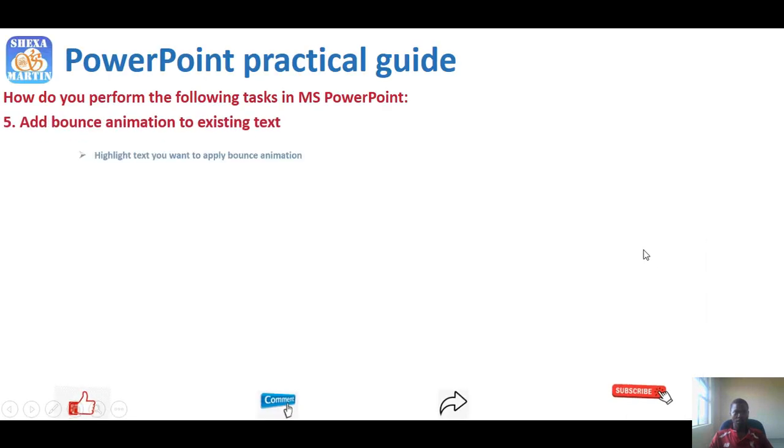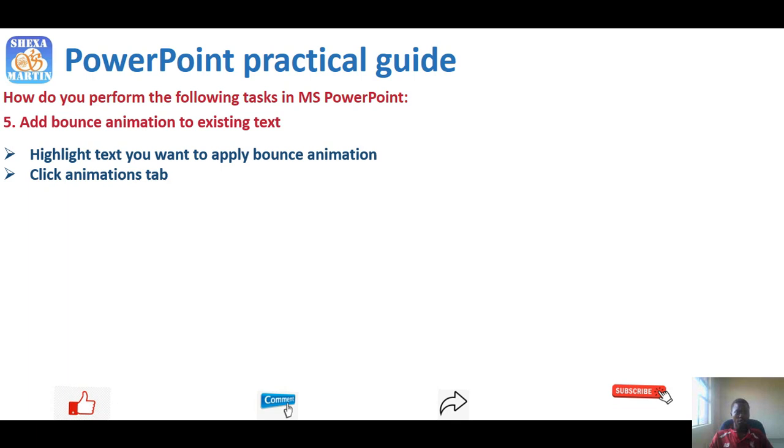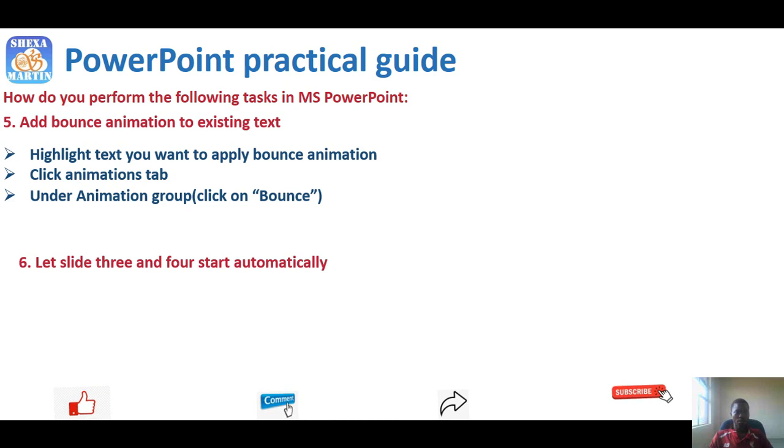Right, so highlight the text you want to apply bounce animation to, then click the animation tab, then next you enter the animation group, you click on bounce, then that's done, you are done.